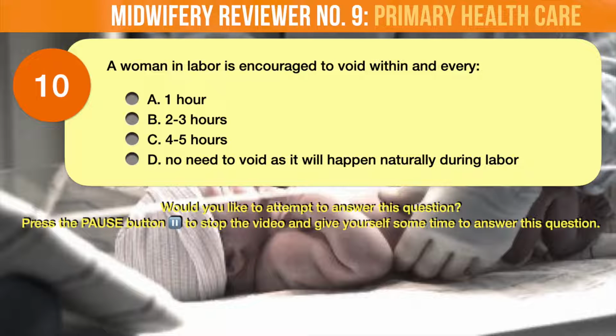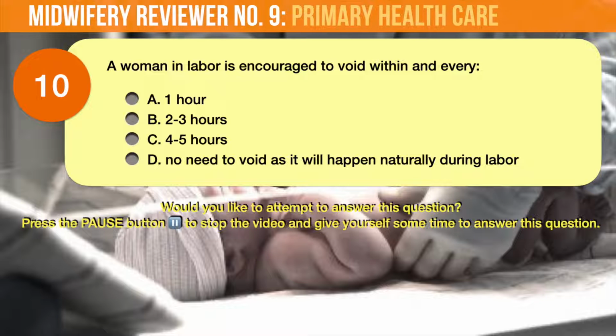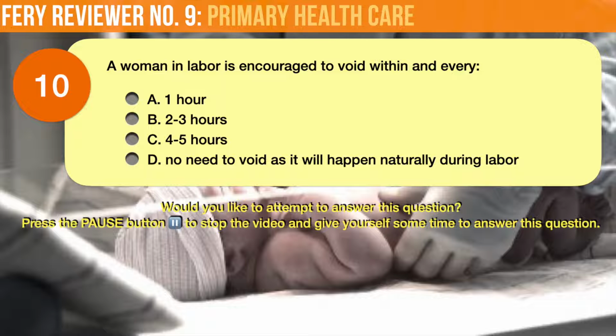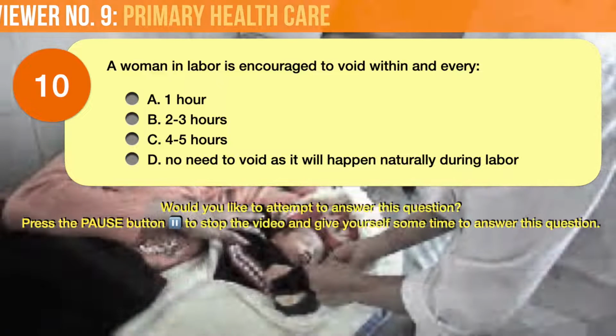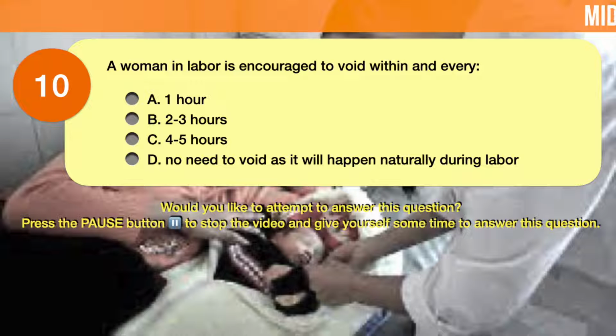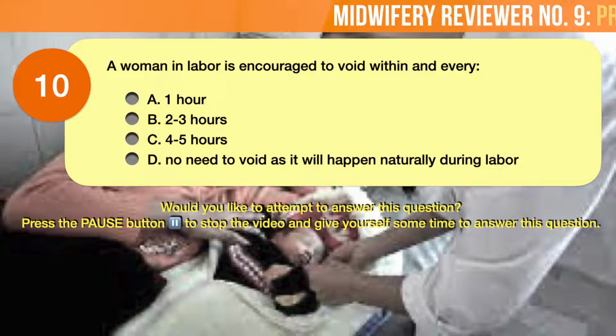Question number 10. A woman in labor is encouraged to void within and every A. 1 hour. B. 2 to 3 hours. C. 4 to 5 hours. D. No need to void as it will happen naturally during labor.